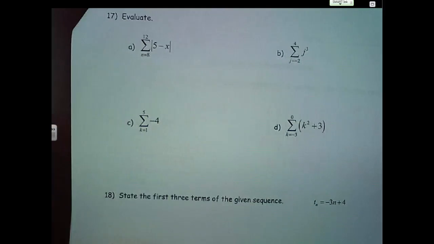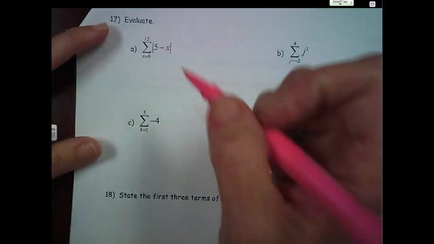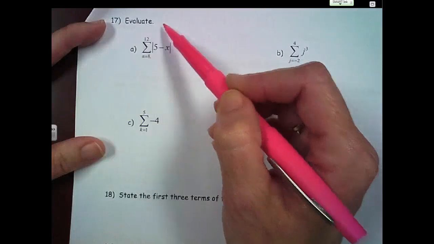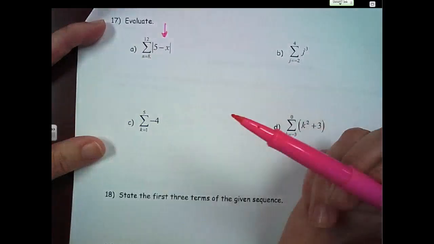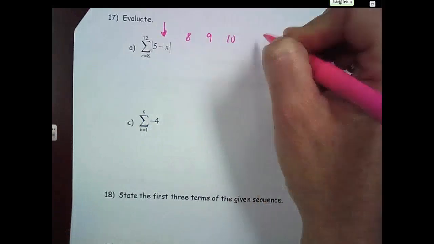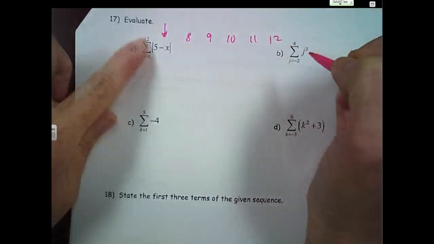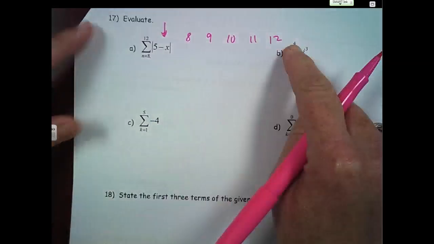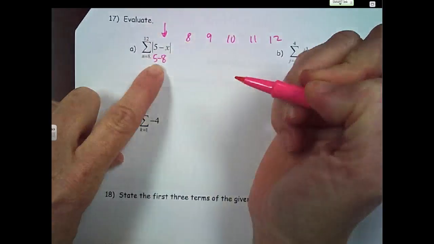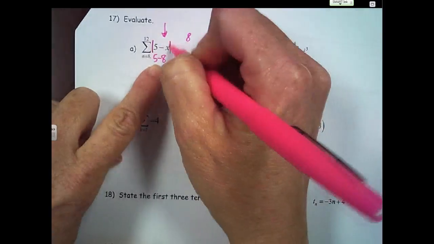Okay, kids were having trouble with a couple of these. This just means you add up the sum if you were going to plug in the numbers 8 through 12 into this. So I'm going to plug in 8, 9, 10, 11, and 12. In other words, 8 through 12. And when I plug it in, I'm going to add them all up. So if I plug 8 in here, 5 minus 8 is negative 3. But these have absolute value signs, so I'm going to use 3.